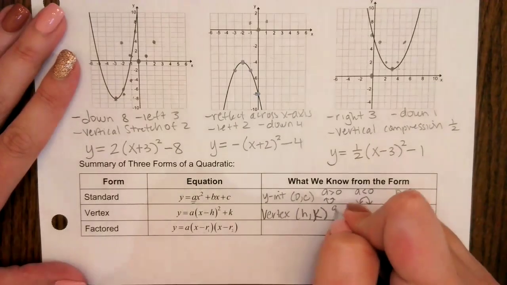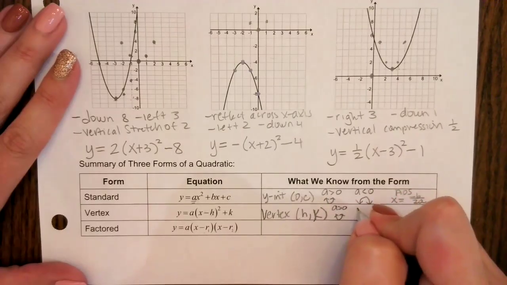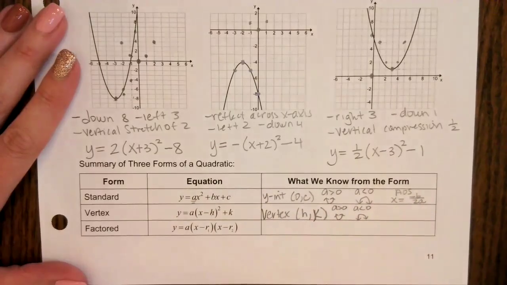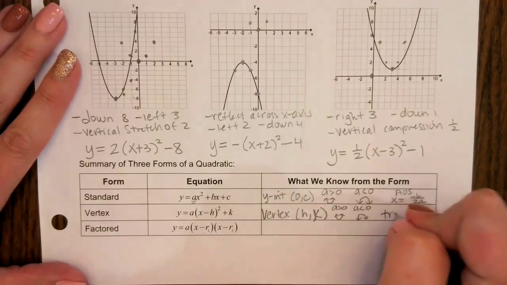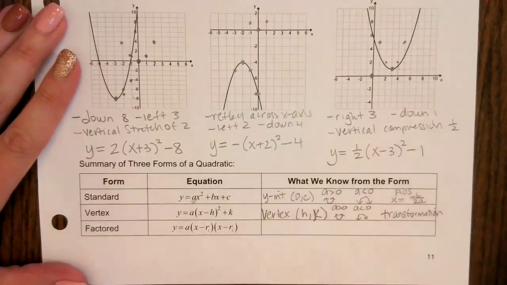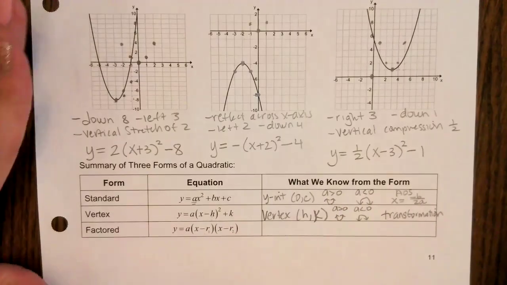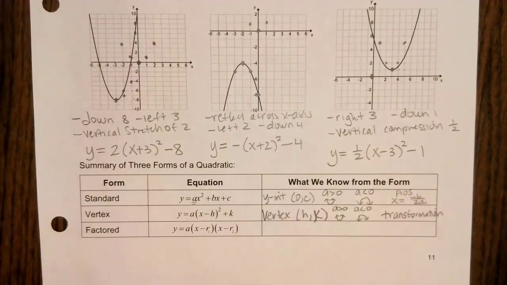It also gives you the concavity, so if a is greater than 0, it's concave up. If it is less than 0, it is concave down, so we still get that same information as the standard one. It also gives you all the transformations. So you're able to write or graph the equation with that. The left and right movement, the up and down movement. So you could graph that from that equation.